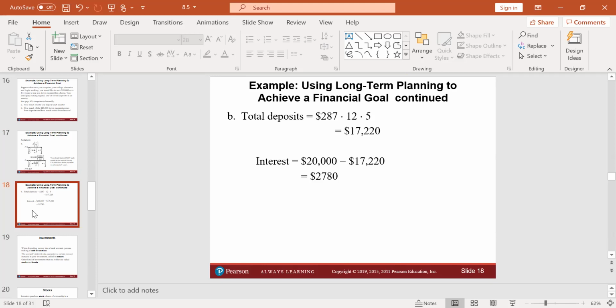At any rate, in total, you put $17,220 of your own money away to save up for your down payment. You ended up with $20,000 in the account, so you earned $2,780 in interest. Not a bad little sum.